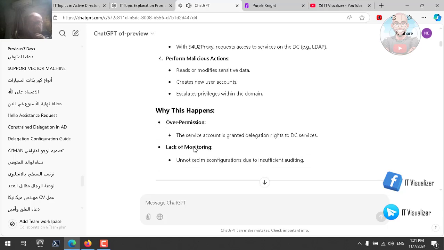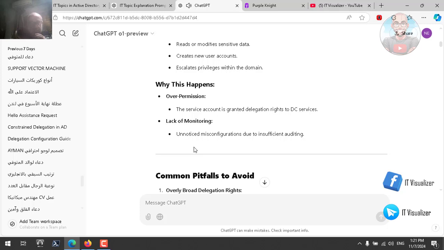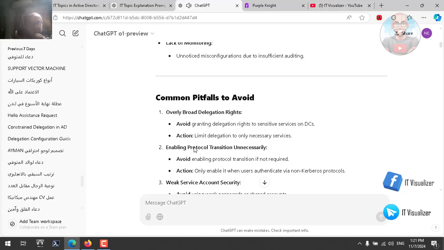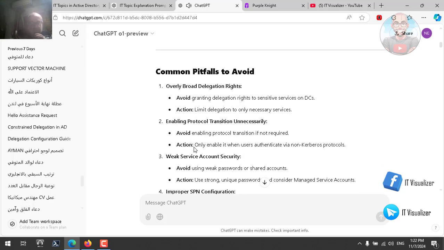Why this happens? Overpermission. The service account is granted delegation rights to DC services. Lack of monitoring. Unnoticed misconfigurations due to insufficient auditing. Common pitfalls to avoid. 1. Overly broad delegation rights. Avoid granting delegation rights to sensitive services on DCs. Action. Limit delegation to only necessary services. 2. Enabling protocol transition unnecessarily. Avoid enabling protocol transition if not required. Action. Only enable it when users authenticate via non-Kerberos protocols.